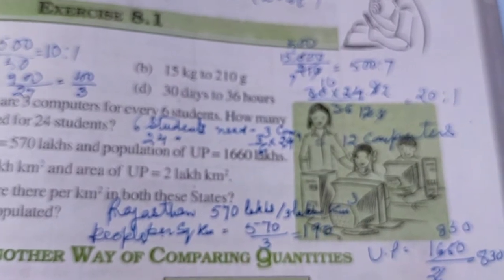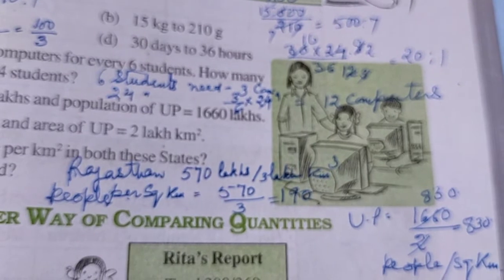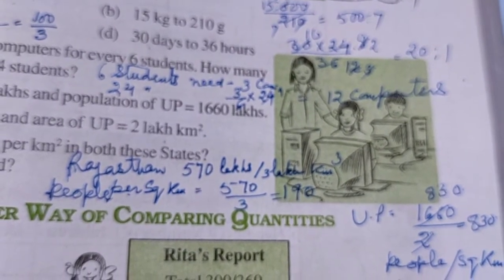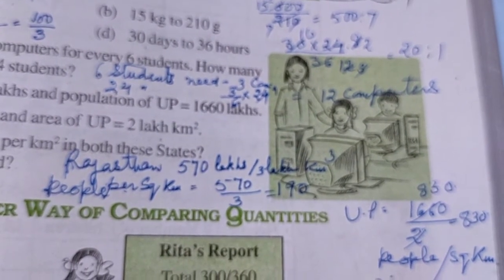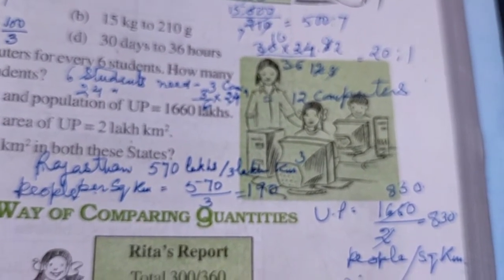In 1 day there are 24 hours. So in 30 days there will be 30 into 24 hours. And then they will be converted into hours. Then divide them with 36. Solve it. You will get 20 to that of 1.